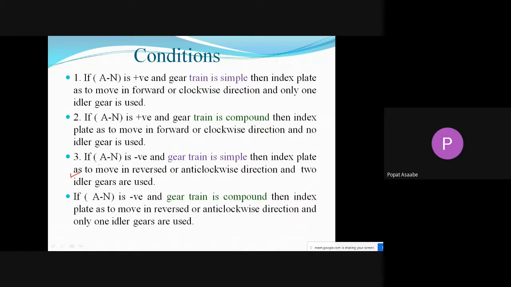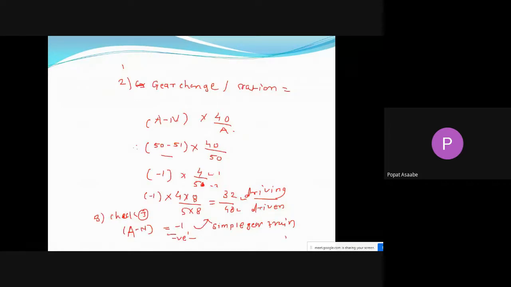Now see here that a minus n is negative and our gear train is simple. In this condition we have to rotate our index plate in anti-clockwise direction. So I'm going to write here, we have to rotate the index plate in anti-clockwise direction.